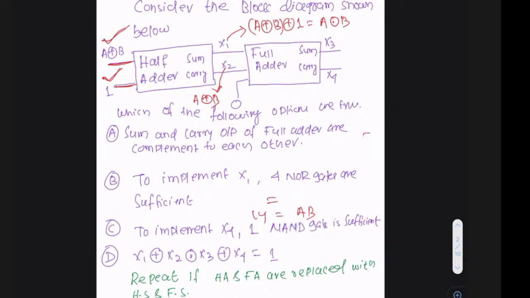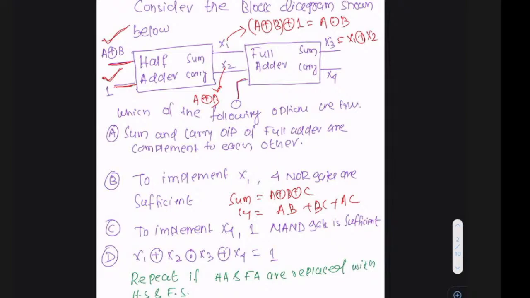To get this X3, this is a full adder we have to deal with. So what happens in case of a full adder? In case of a full adder, the sum is given by A XOR B XOR C, and the carry is given by AB plus BC plus AC. So in this case, the inputs are X1, X2, and the third input is 0 here, you can see. So what is X3? X3 is X1 XOR X2 XOR with 0, but A XOR with 0 is A. So X3 is simply X1 XOR with X2.